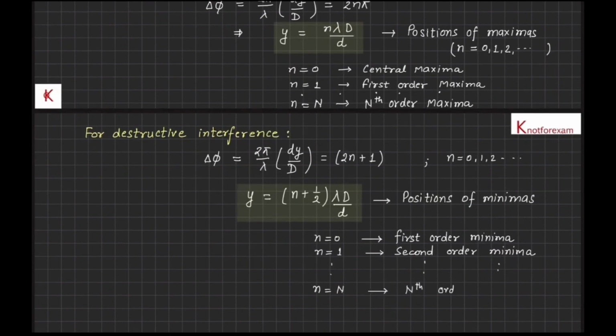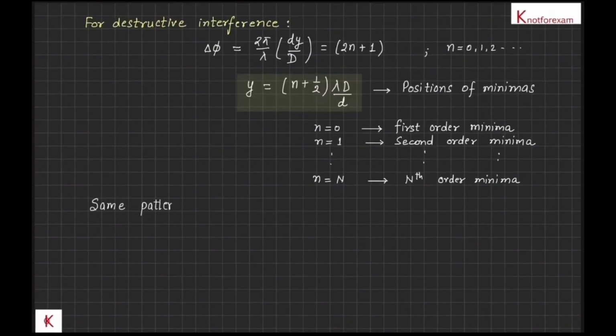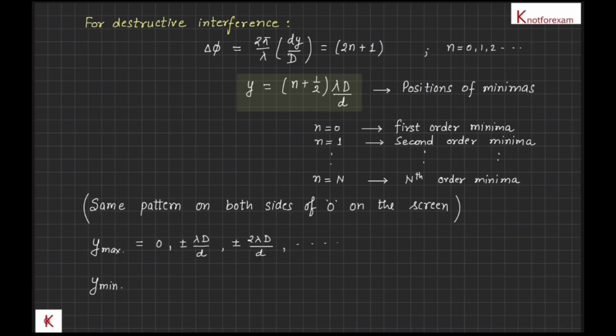Due to geometrical symmetry, we get the same patterns of maxima and minima on both sides of the central maxima on the screen. Therefore, we get positions of maxima at y max equal to 0, plus minus lambda D by d, plus minus 2 lambda D by d, etc. And positions of minima at y min equal to plus minus half lambda D by d, plus minus 3 by 2 lambda D by d, etc., with respect to the origin O, which is the central maxima. From the above we can see that there will be alternate maxima and minima on the screen.